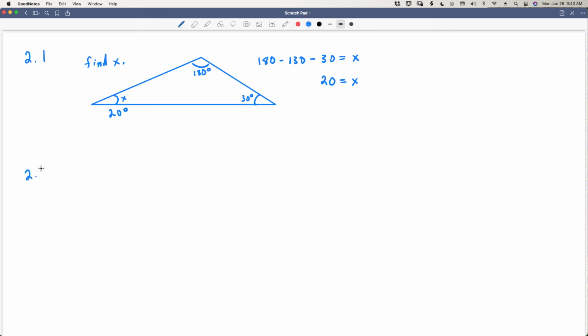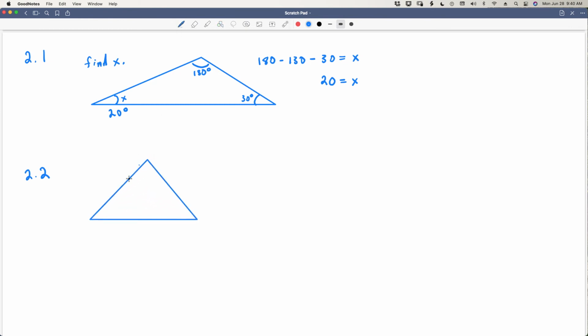2.2. We have to find x and y. And we are given, let me get my shape. We're given a scalene triangle.